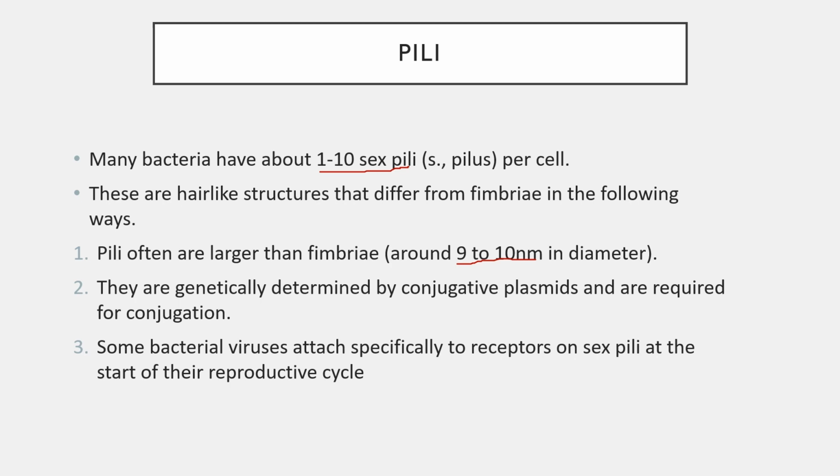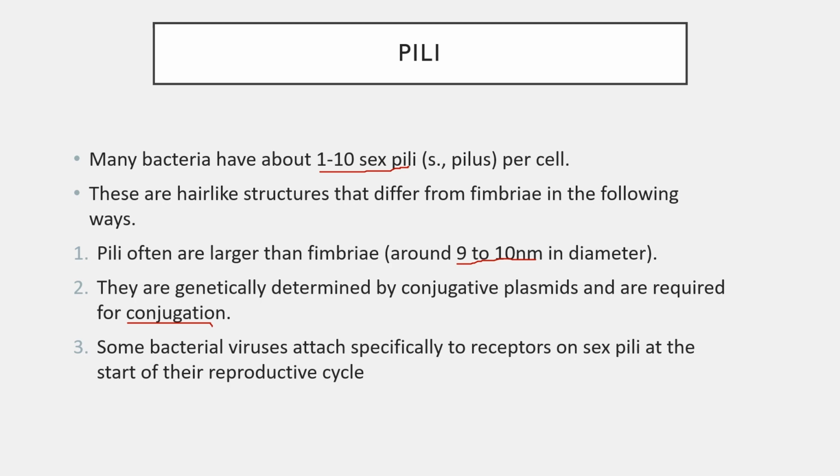Then they are genetically determined by conjugative plasmids and are required for conjugation. So one of the basic, or you can say a unique function that the pili do as compared to the fimbriae is this conjugation. So these sex pili are involved in the conjugation, which helps in the transfer of the extra chromosomal factor or the plasmid from the donor cells to the recipient cells.